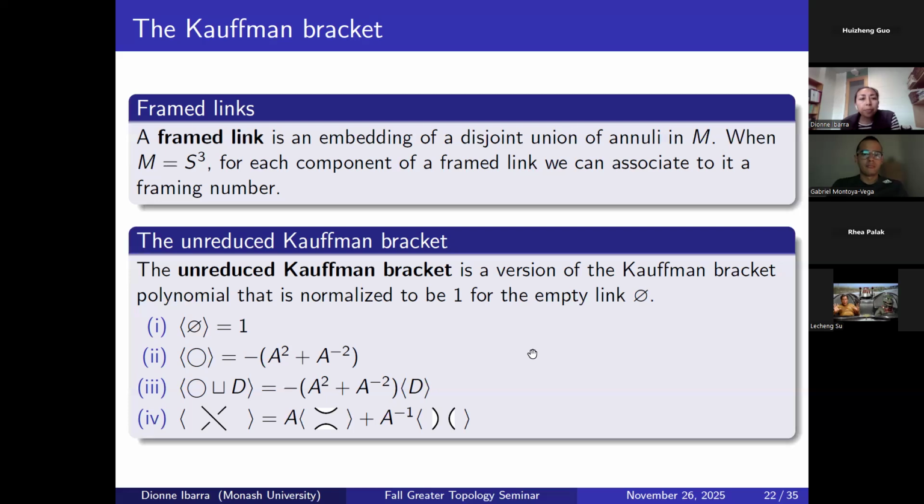Okay, so we're going to just define the unreduced Kauffman bracket. Unreduced means that the empty link is 1, and the unknot is negative a squared minus a to the negative 2. And then you also need two more axioms: the disjoint union of a diagram with the unknot is the Kauffman bracket of the diagram times negative a squared minus a to the negative 2. And also you have this nice skein relation.